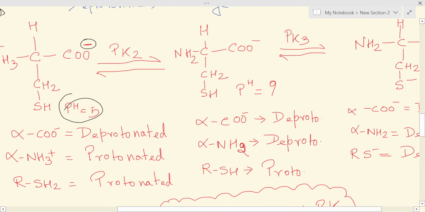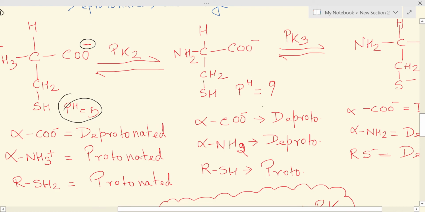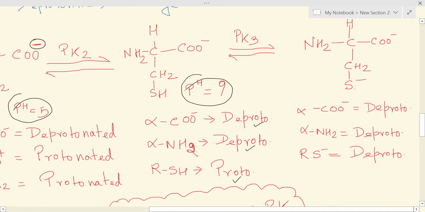Again we increase the pH. Now it is 9. What will happen? This alpha NH3 plus will give its hydrogen ion in the medium. So alpha carboxylate ion is deprotonated, alpha NH2 is deprotonated, and RSH is protonated. Again we increase the pH, and now, let's mention here, pH equals 10. Now this R group will release its hydrogen ion in the medium, and now all these three groups are deprotonated.